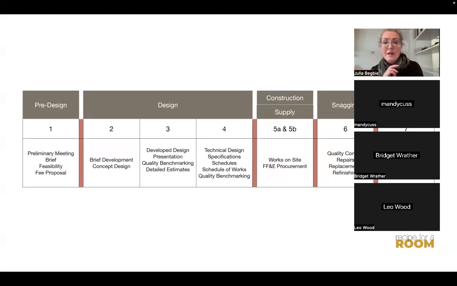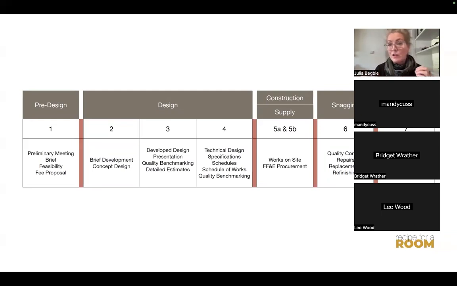It sets various phases of design. We've got pre-design, design, construction and supply, snagging, and handover. Now, obviously, not every job contains all of these elements. So I'm thinking about very large jobs, sort of full service interior design practice. Obviously, the pre-design starts with the preliminary meeting, taking the brief, feasibility. Does the client have realistic aims? Is it going to be possible? Do you think that you'll work well together? It's a two-way conversation that you have with the client at this point.